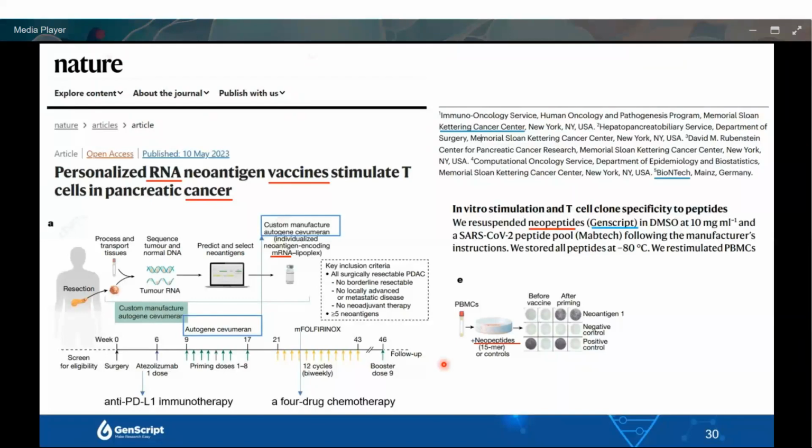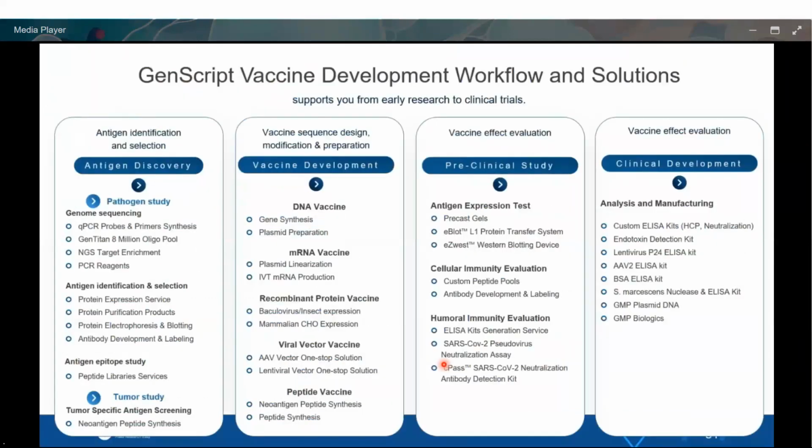That's about this case. Okay, so the last part is an overview of GenScript vaccine development workflow and solutions. We can support you from early research to clinical trials. Today we talked about tumor study, but we can also support your pathogen study for infectious disease protection.